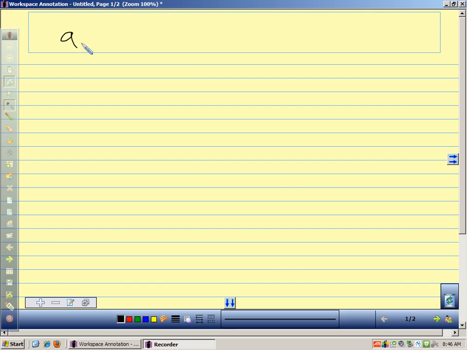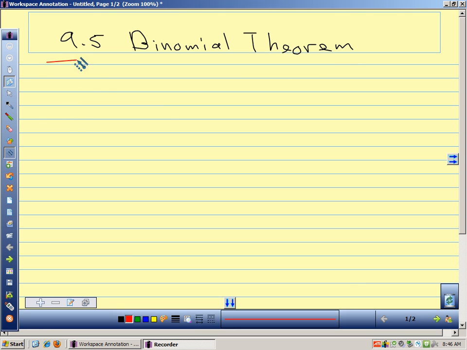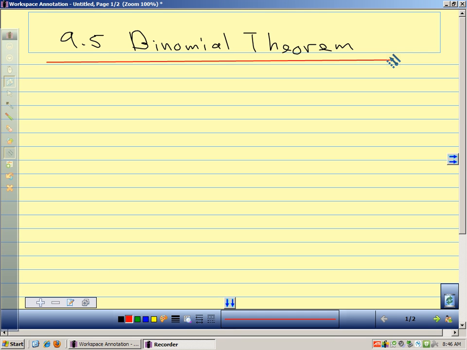So this is section 9.5, and this is from the book. This is the last thing we're going to talk about from section 9. We have something after spring break that we'll talk about that's not from the book. We're going to talk about limits. So we'll work with the binomial theorem today and tomorrow.